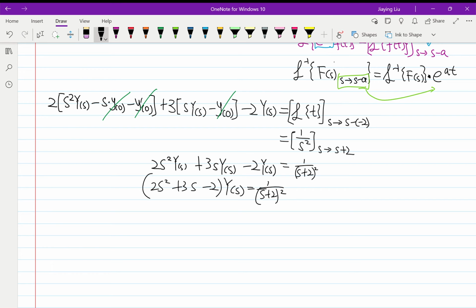And then I'm going to divide both sides by this parentheses on the left here. So we got capital Y(s) equals 1 over, so what do we have? We have 2s squared plus 3s minus 2, and also we had (s plus 2) squared. So we solved for Y(s).